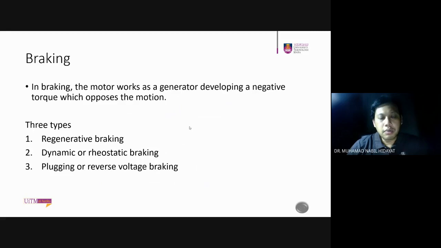Okay, so our next discussion will be on braking. There are three types of braking: regenerative braking, dynamic braking, and also plugging or reverse voltage braking.